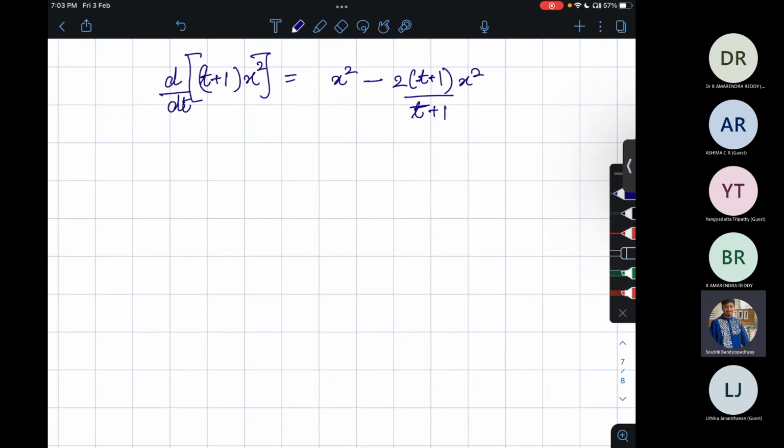Now, can we cancel this t plus 1 and t plus 1 from the numerator and denominator? What is the condition? That t plus 1 must not be equal to 0, right? So can this t plus 1 be equal to 0? No, right? Because time is always positive. T is always greater than or equal to 0. So this cannot be equal to 0. Hence, we can simply cancel these two terms out.